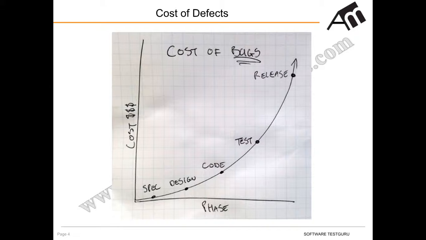Cost of defects. This is a graph which shows the different phases of the software development life cycle. We have spec, design, code, testing phase, and release phase. Any software development life cycle has a timeline, from the start to the release. We have more hours for testing at the time of the spec design phase than in the release phase. So if a defect was found in the initial phase, then the defect could be fixed.